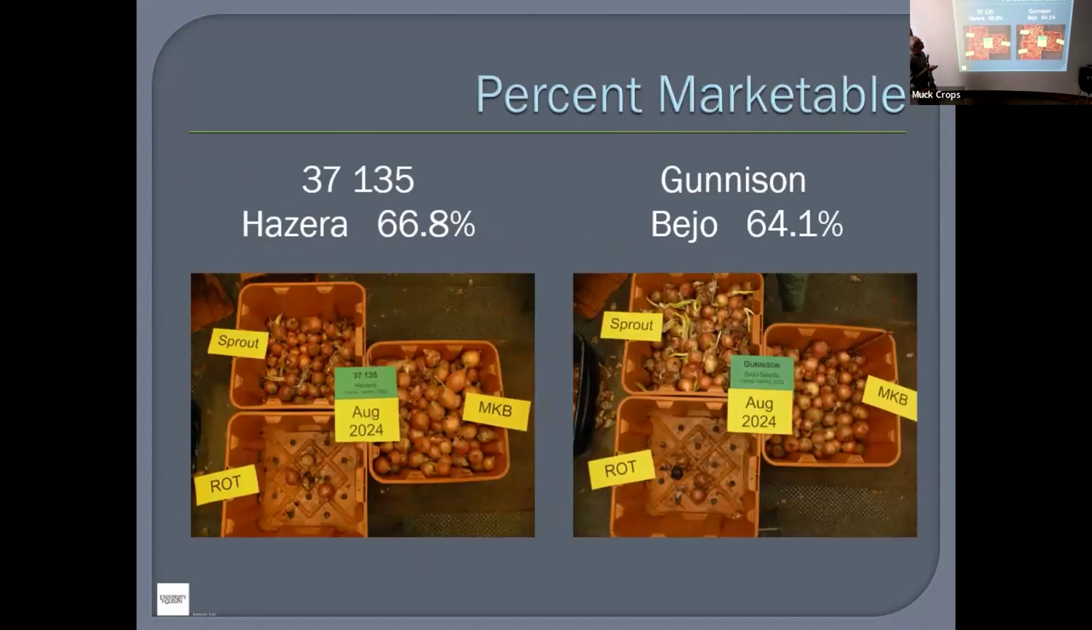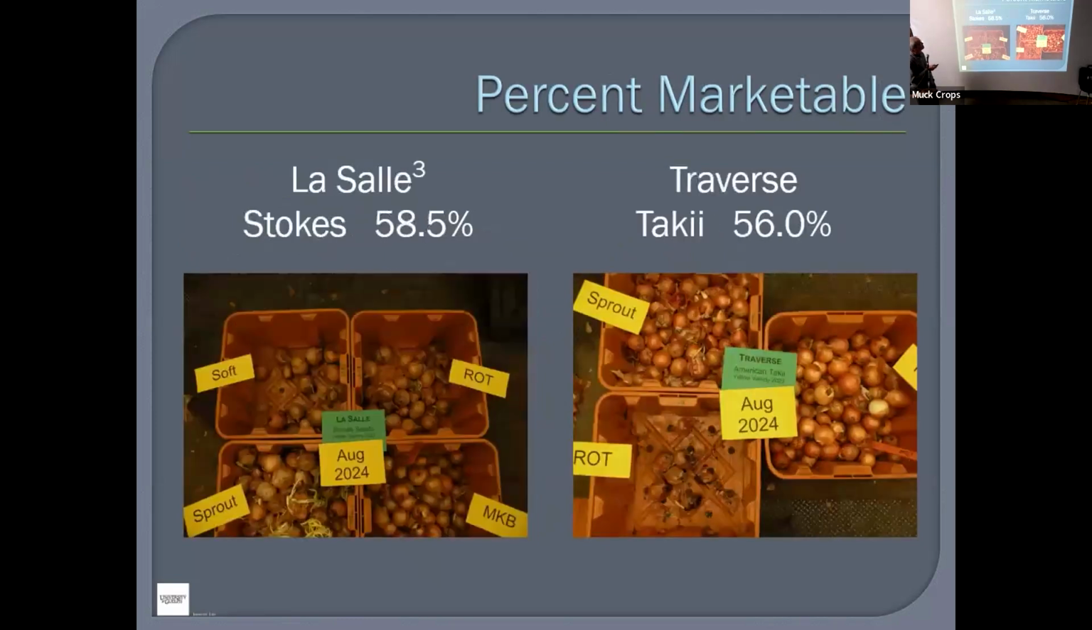But the ones that had the most marketable, the number of variety from Hazara, was basically about 67%. Gunnison from Bejo at 64%. And you can see there some of the sprouting that was occurring. A fair bit of the sprouting was well on its way. It wasn't just starting when we were doing our evaluations.